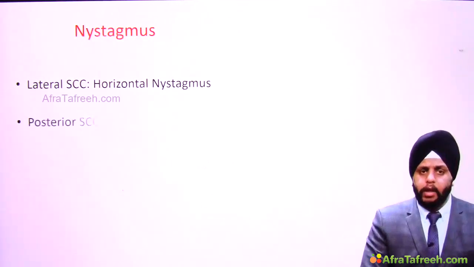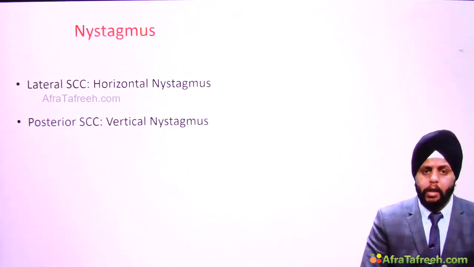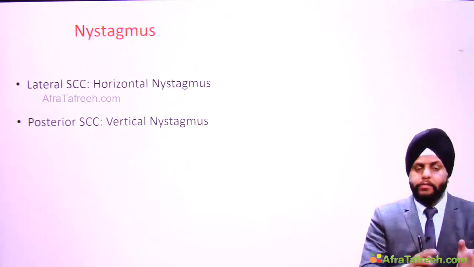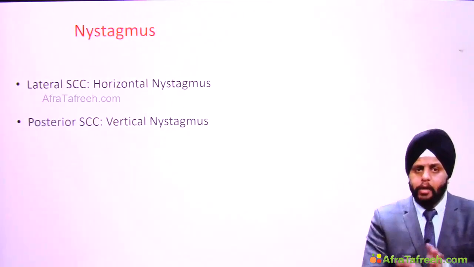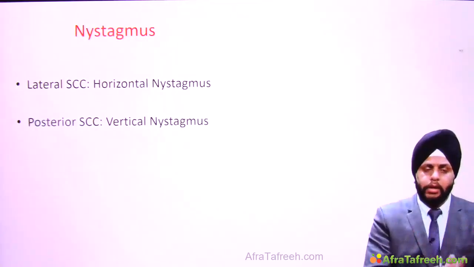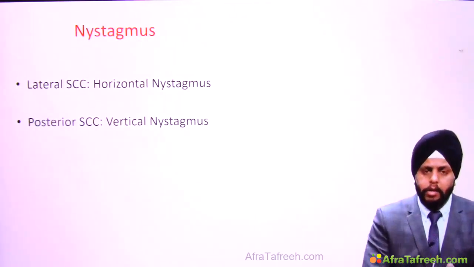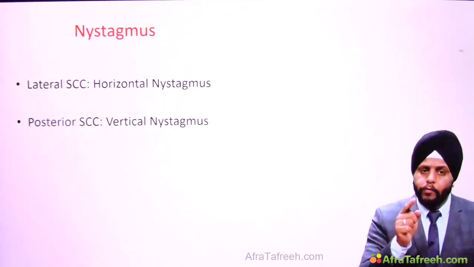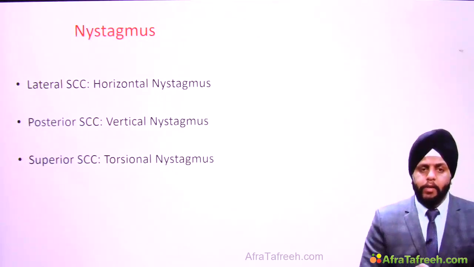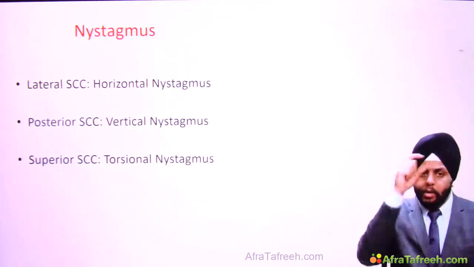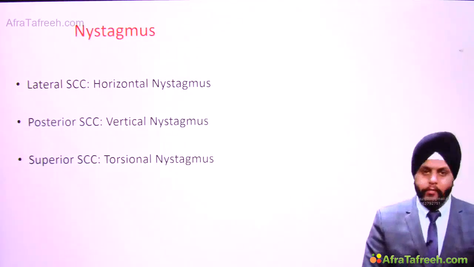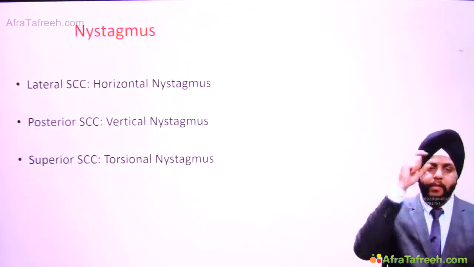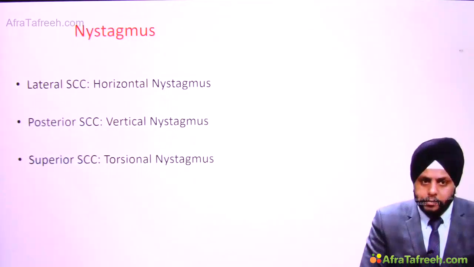If I stimulate the posterior semicircular canal, I will have vertical nystagmus. You can just determine that by the name. Lateral, also known as horizontal semicircular canal, gives horizontal nystagmus. Posterior, also known as vertical semicircular canal, gives vertical nystagmus. Now, for the superior semicircular canal, we have torsional or rotational nystagmus. Remember, the superior works when you move the head like this. So now the nystagmus is torsional nystagmus.